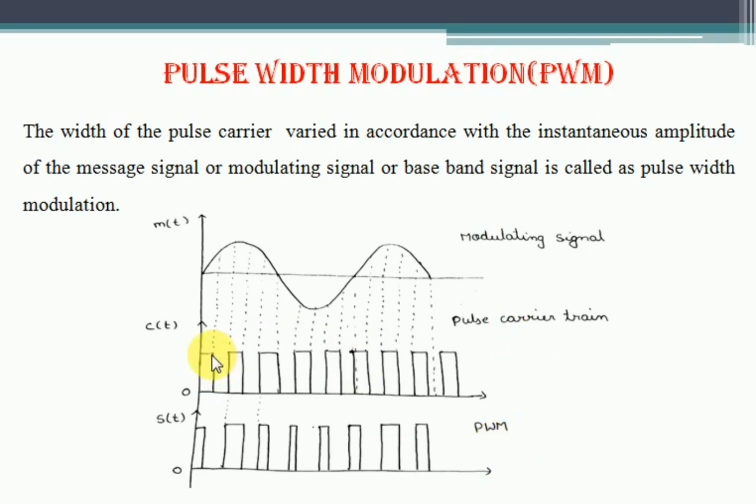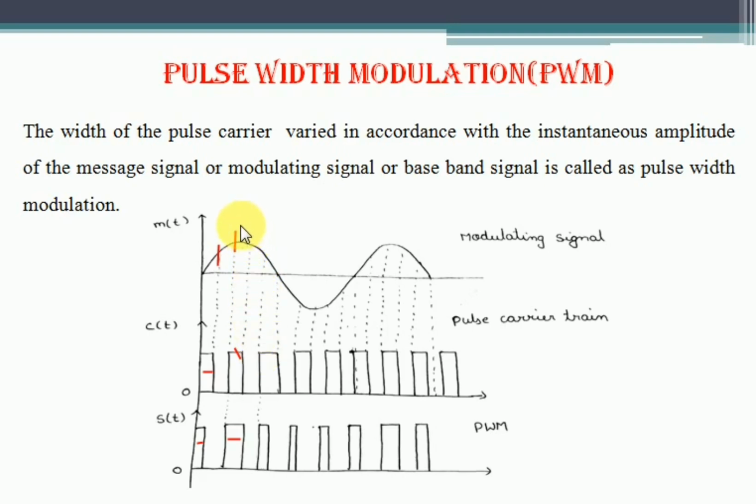Now how we have drawn this waveform is, consider that at this instant of time, measure what is the amplitude of the message signal. At this point the amplitude of the message signal is less, which means that the width of the first pulse should be less. Now let us see the amplitude of this second pulse. At this point the amplitude of the message signal is greater compared to the previous pulse, so the width of your pulse should be increased compared to your previous pulse.